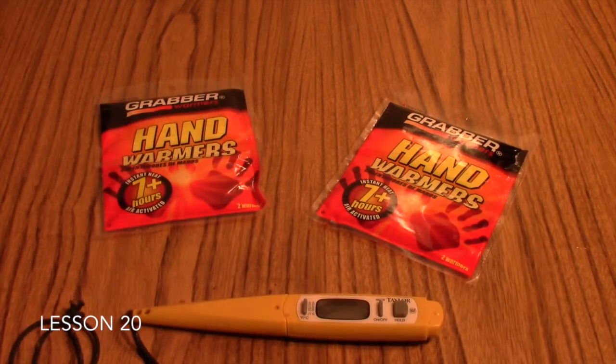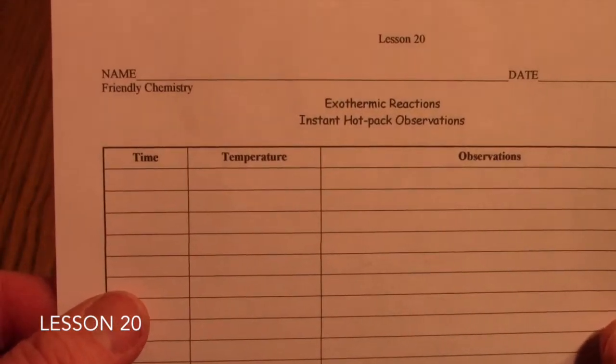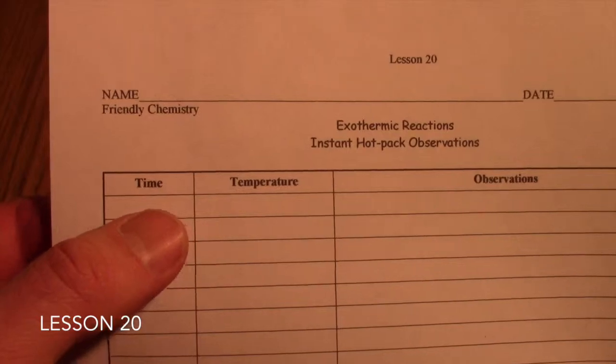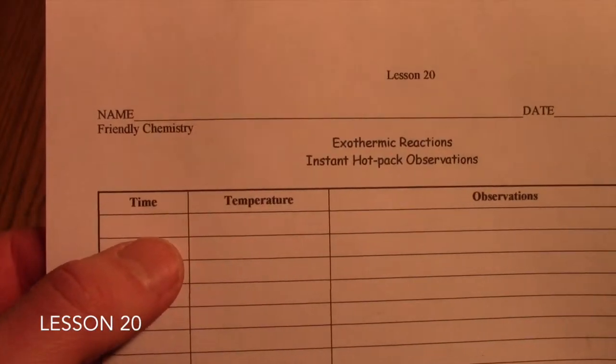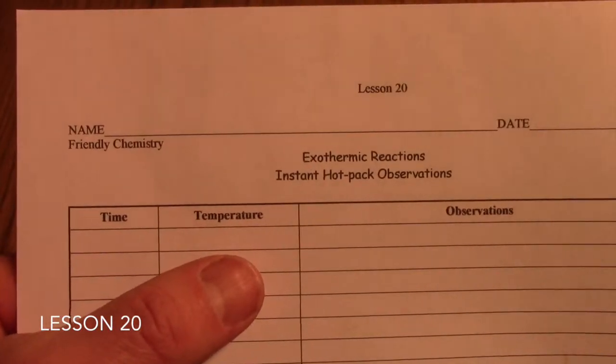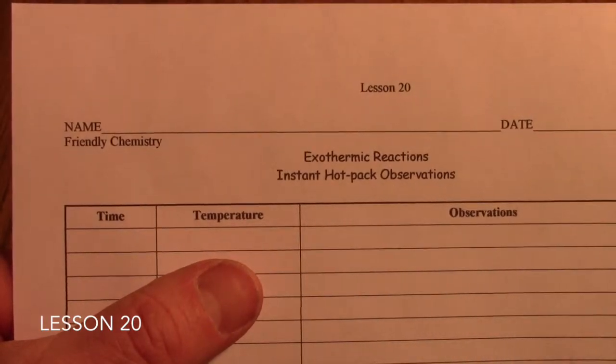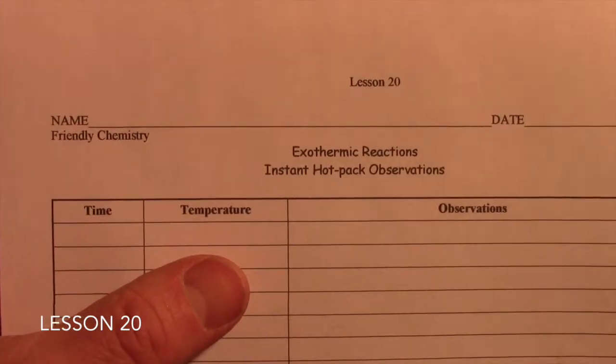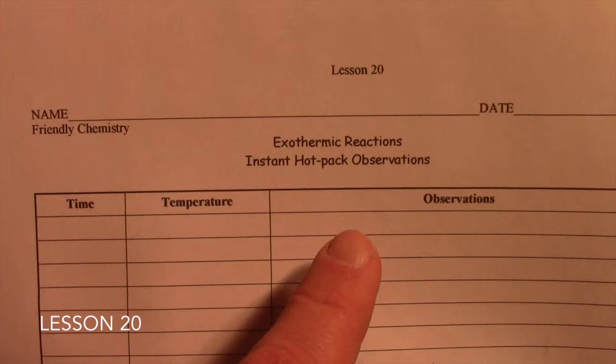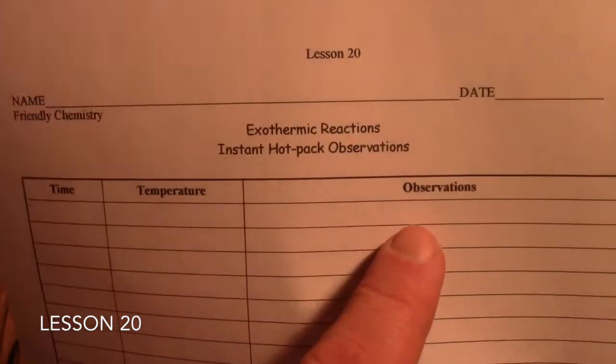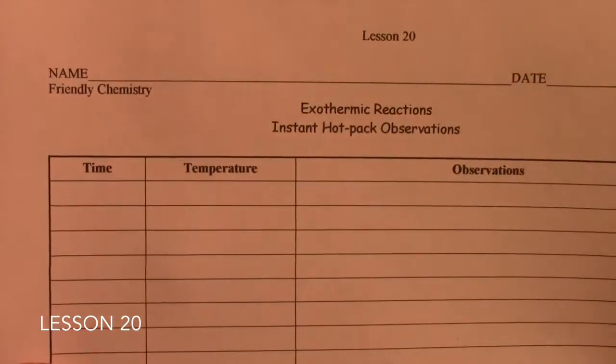Let's take a look at the data table that your students have now. It's basically a simple lab. What you'll do is have a starting time where you'll take a beginning starting temperature of your hot or cold pack, and any observations that you notice, there's place here for your students to note that.